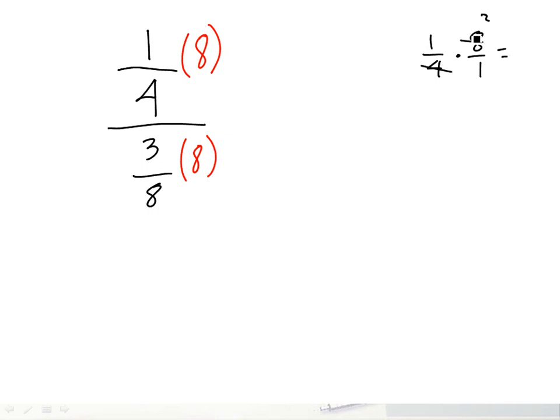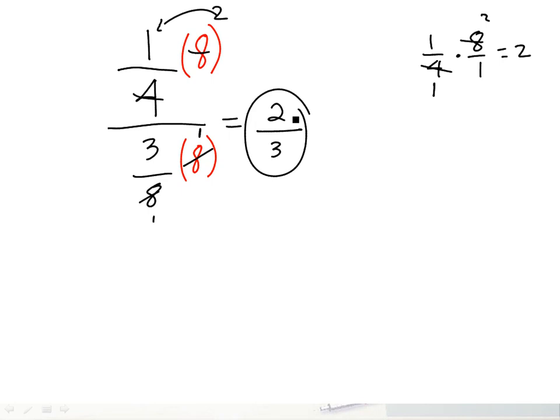4 goes in 8 2 times, and 4 goes in itself 1 time, so the answer is 2. So we have 2 over, and in the bottom we have 3/8 times 8. These 8's cancel out, you get a 1 here, and 3 times 1 is 3. So the answer is 2/3.